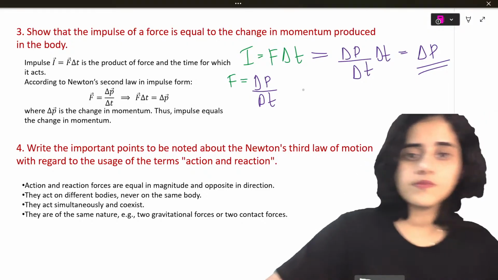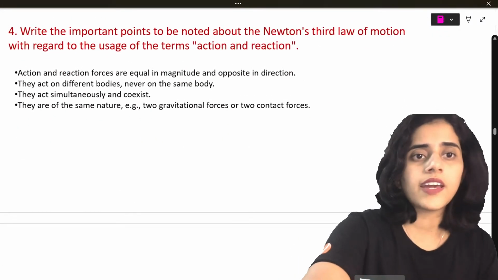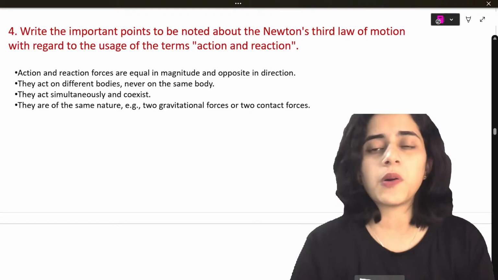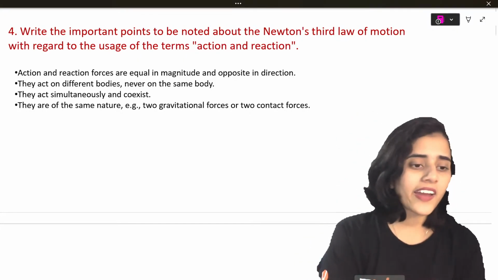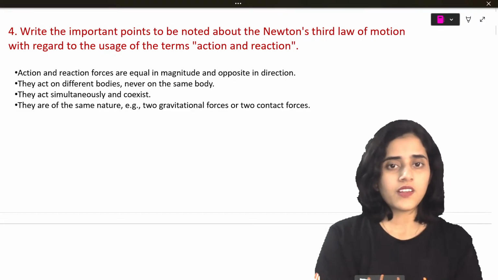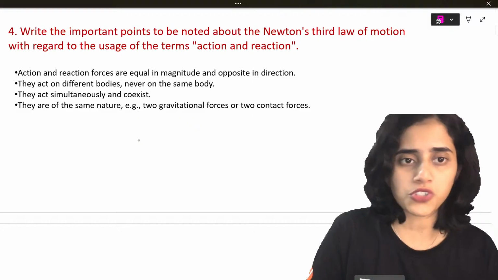Okay, let's look at the next question. Write the important points to be noted about Newton's third law of motion with regard to the usage of the terms action and reaction. So what are the different things with respect to Newton's third law of motion?